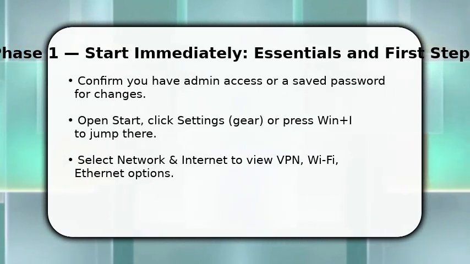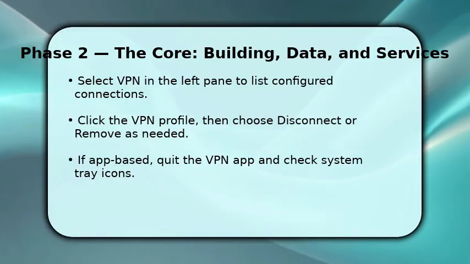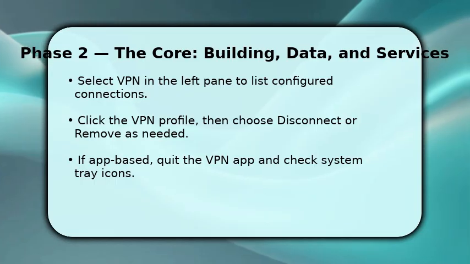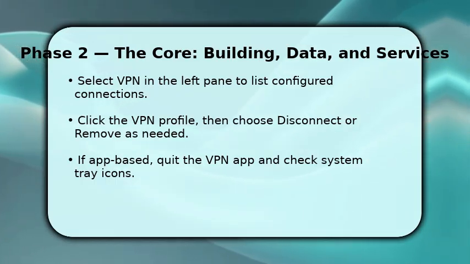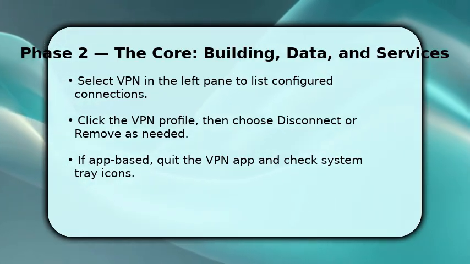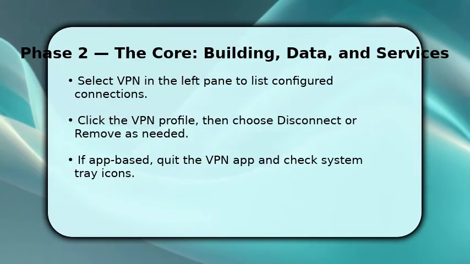Now focus on the VPN list. Click VPN in the left pane to display configured connections. You can select a profile and press disconnect to stop the current session. Disconnecting preserves the profile for later. If you want it gone, pick Remove. This deletes the saved configuration.